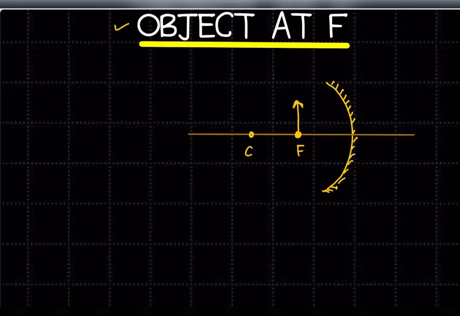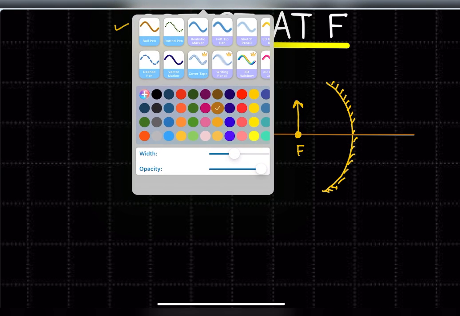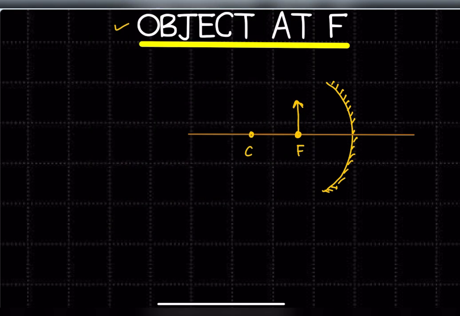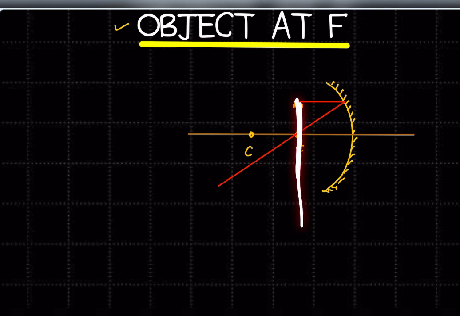The rule is the same again, but let me try making it. What is the first rule? If I take a line parallel, it will pass through the focus. Got my point? Another rule is if I pass through the focus, but how can I pass through the focus? I cannot pass through the focus. I cannot go like this, right? So I'll take another rule.